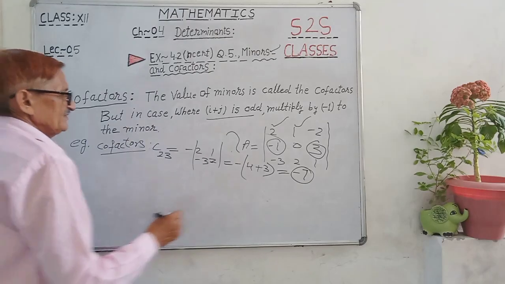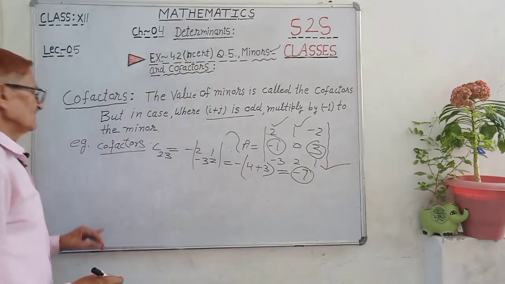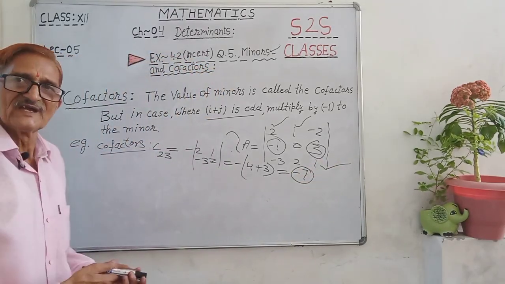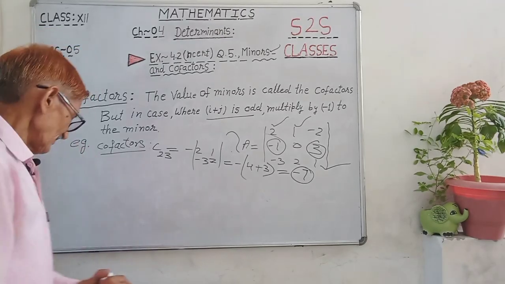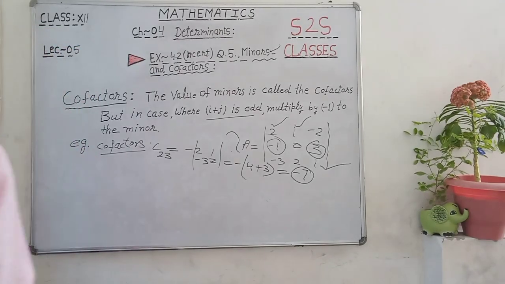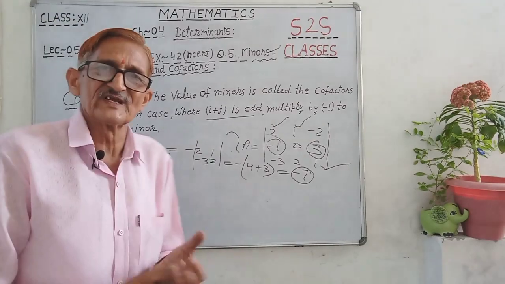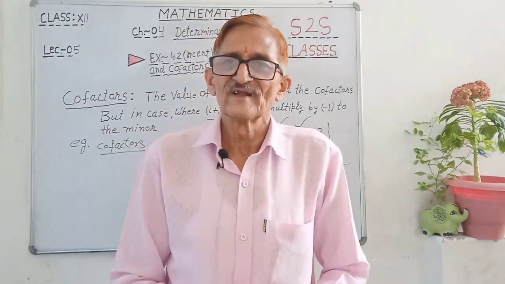Okay, similarly we can find the third row. Okay, like this we can do. Okay, now understood? Like this we can expand, we can find the cofactors and the minors.